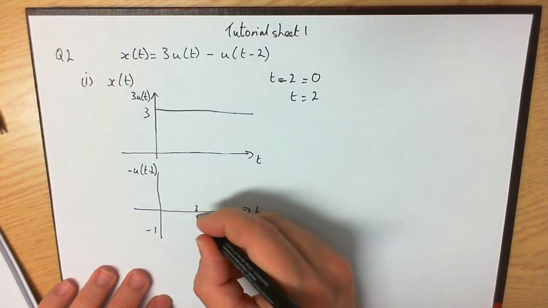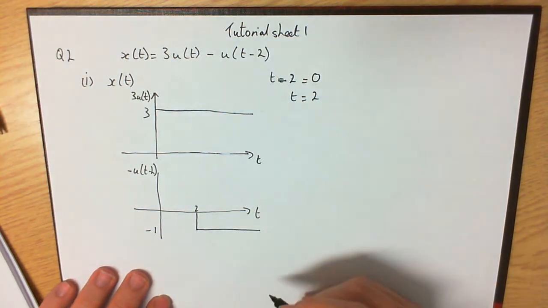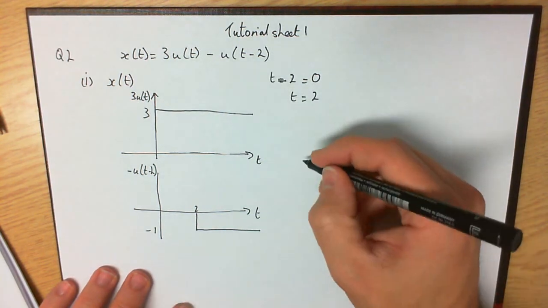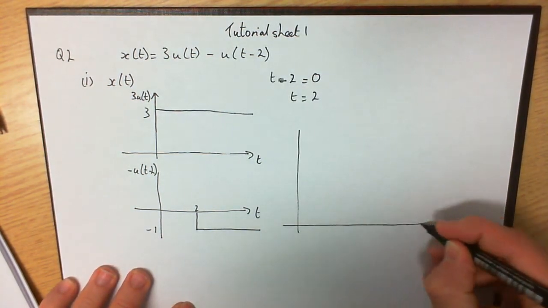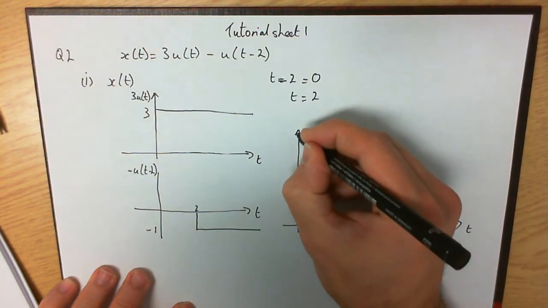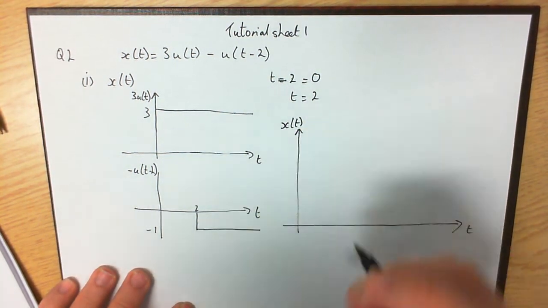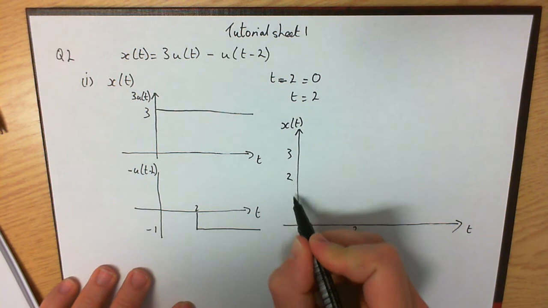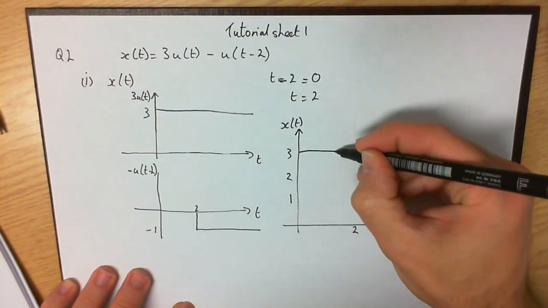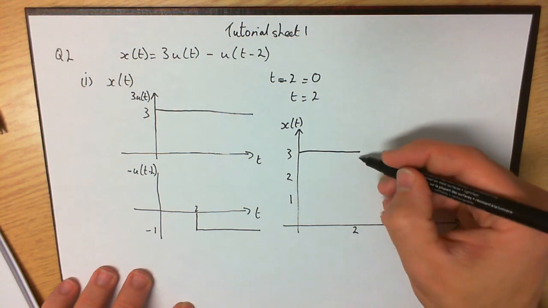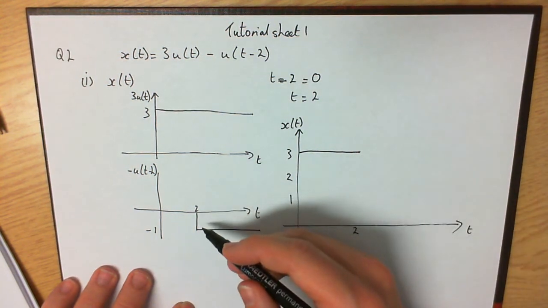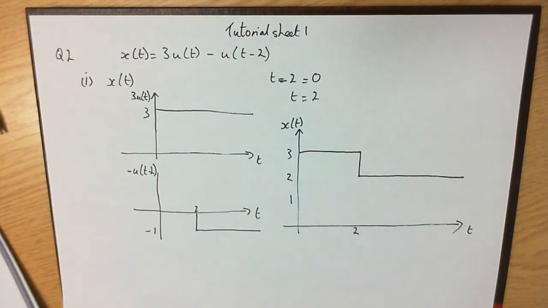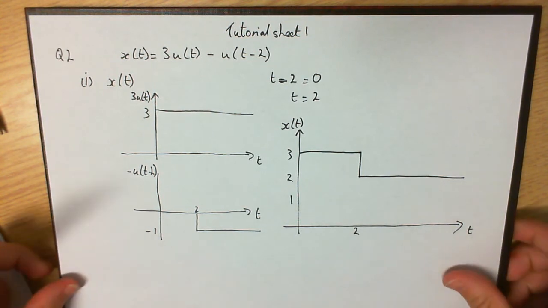So at time 2, that's where this one becomes minus 1, because we have this minus function in. So if we were to plot that entire graph of x of t, we know we have an amplitude of 3 until time 2, and then we have to subtract 1 off, and it goes on to infinity after that. So that's how you work out part 1.